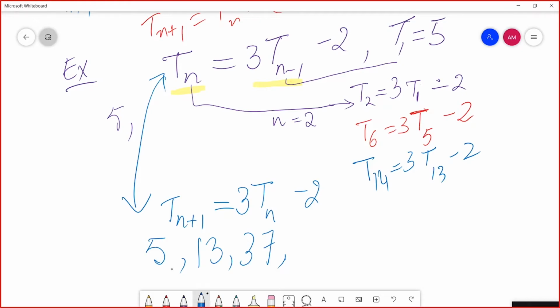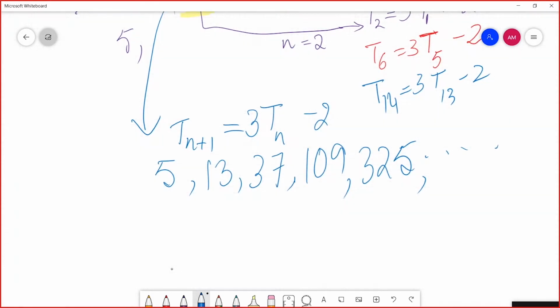37 times 3, so it will be 111, and then minus 2. So 109. Yeah, very nice. It is 109. And similarly, if you do 3 times 109 minus 2, it would be 325 with the calculator, right? Yep. And so forth, so on, right?